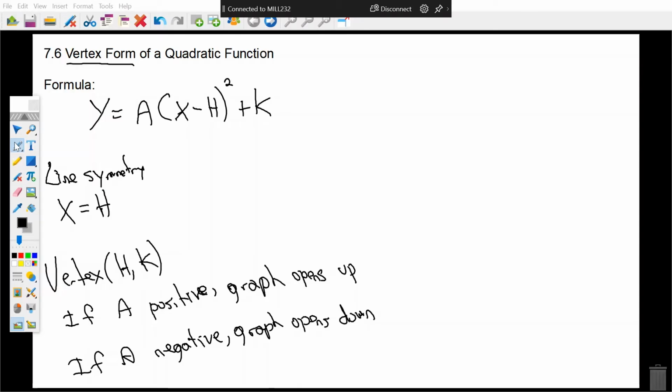Welcome back to 7.6, vertex form of a quadratic equation. Let's begin.